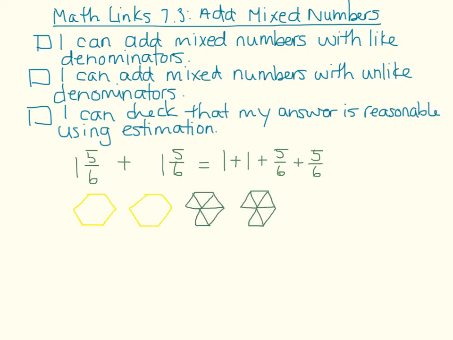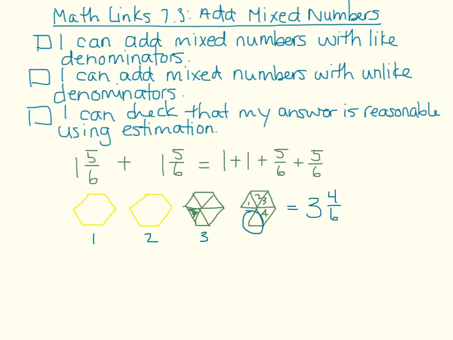We have 2 whole pattern blocks, and then we have 2 where we've got 5/6. So we can take this little green triangle and put it in here. So that makes this one whole, and this one have just 4 of the green pattern blocks. And then we can count 1 whole, 2 whole, 3 whole, and 4 out of a possible 6 pieces. So we have 3 and 4/6.